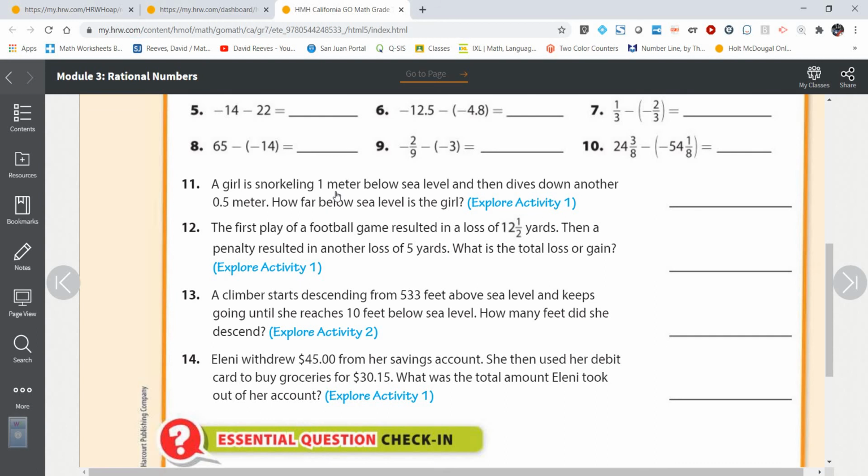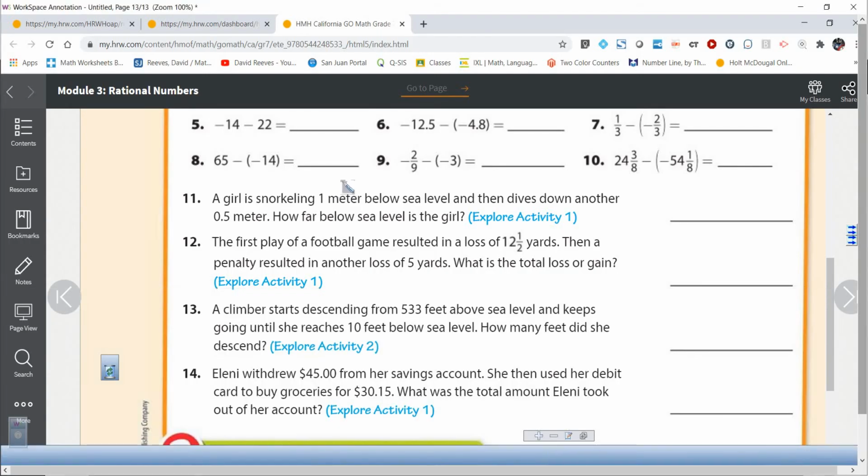All right, a girl is snorkeling 1 meter below sea level and then she dives down another half a meter, 0.5. So she is down 1 and then she is down a negative 0.5, right? So that gives us negative 1.5, or 1.5 meters below sea level. That's where she's at, okay?